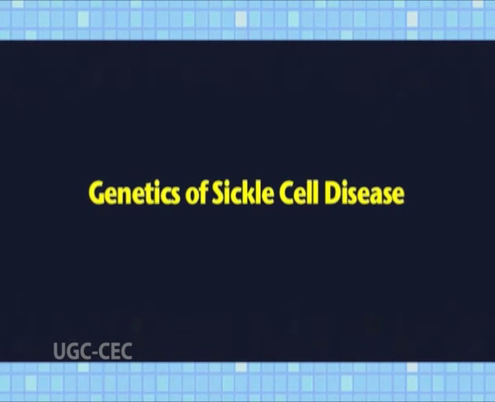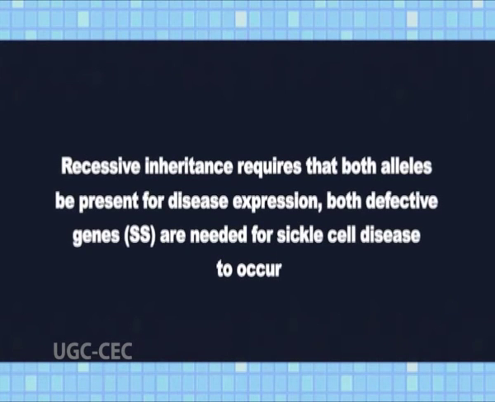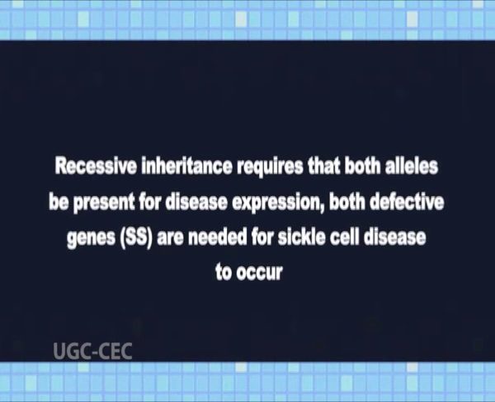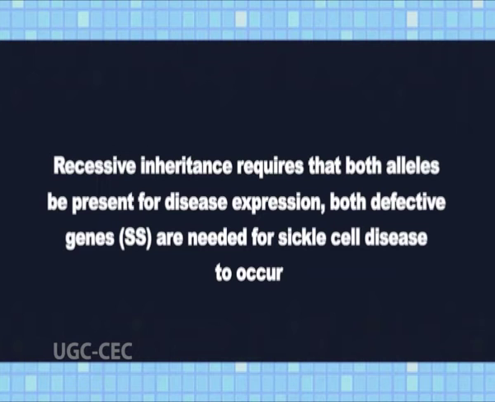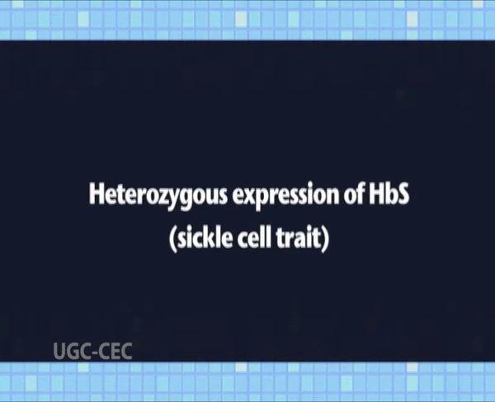Coming to the genetics of sickle cell disease. Sickle cell disease is inherited in an autosomal recessive pattern. Because recessive inheritance requires that both alleles be present for disease expression, both defective genes are needed for sickle cell disease to occur. When offspring inherit one recessive allele, that is S, and one normal allele, that is A, they become unaffected carriers, AS. This heterozygous expression of HbS is known as sickle cell trait.